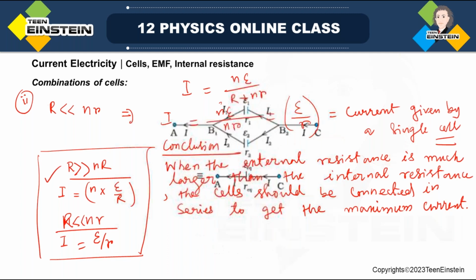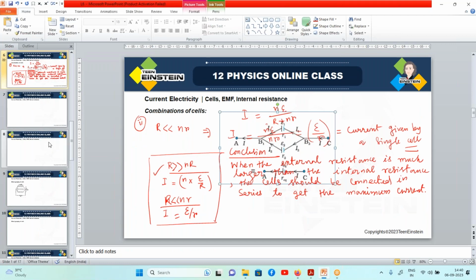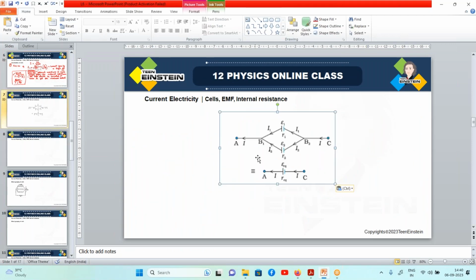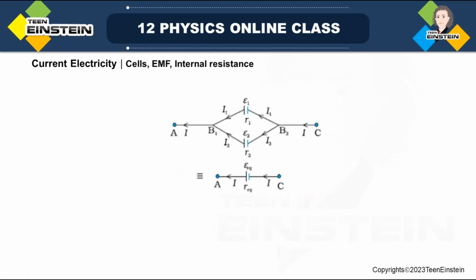Okay, now let me just go to the next page. Let me copy this figure and go to the next page. So we'll now discuss the parallel combination of cells.